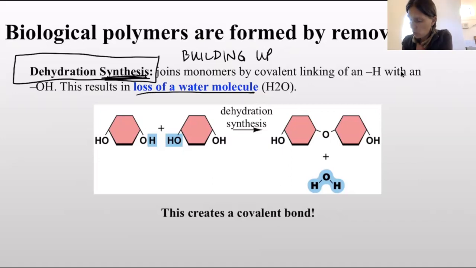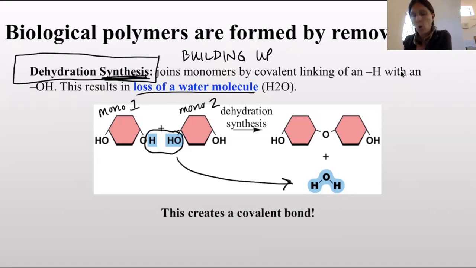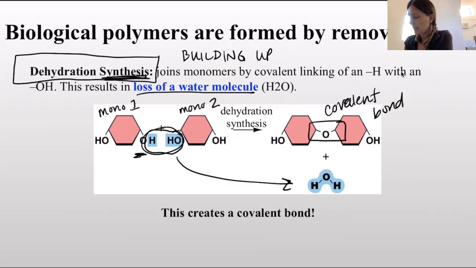For example, here we have monomer number 1 and monomer number 2. These are going to come together, and if you have an H and an OH, those can react. They will form water, and what you'll be left with is a covalent bond. Notice that when we remove the water, we still have an oxygen here, and that's why there's the remaining oxygen in the covalent bond.